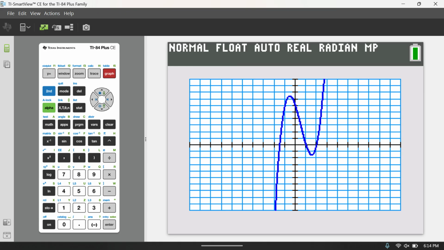We should see that hitting the x-axis. There's my positive 1. There's my positive 2. And then this is negative 1.5 or negative 3 over 2. We can verify the zeros we find by graphing it.